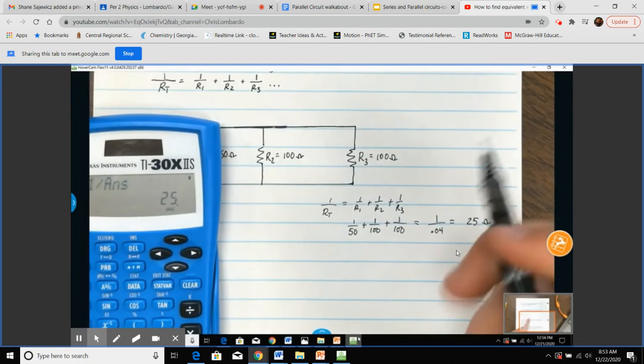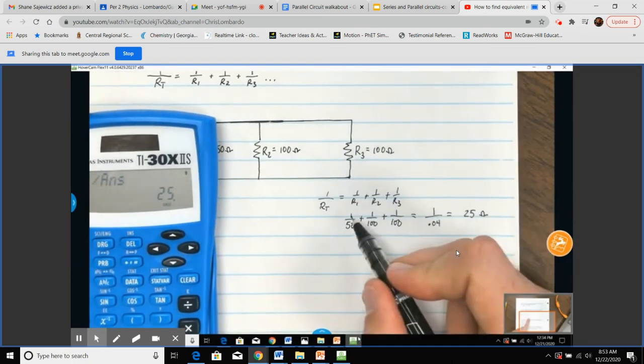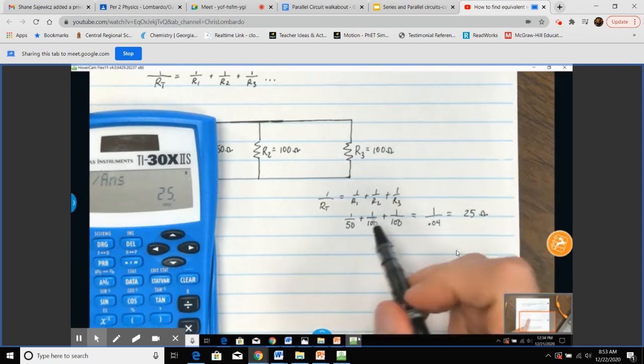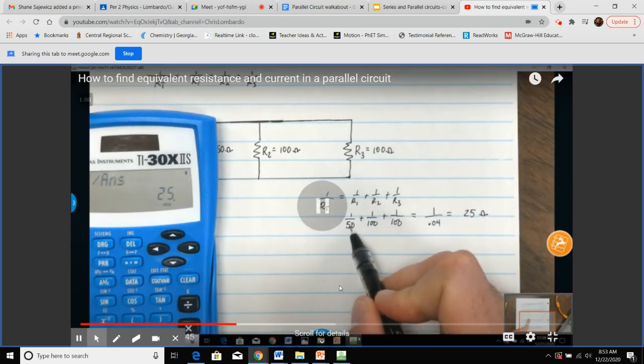Or sometimes the easier way can be to find the least or the lowest common factor between them.